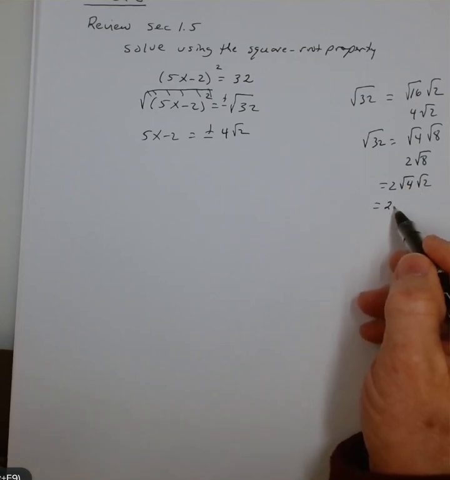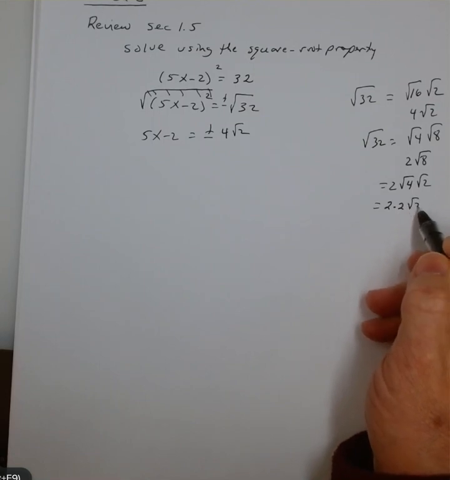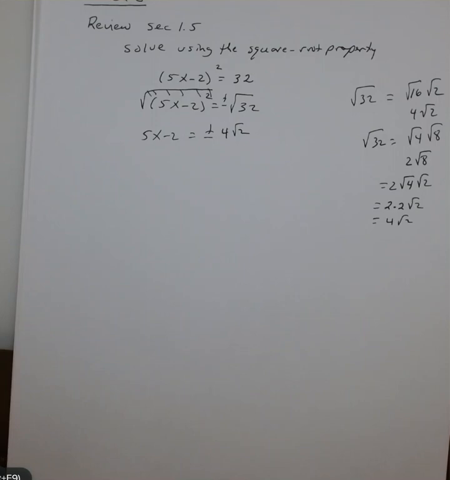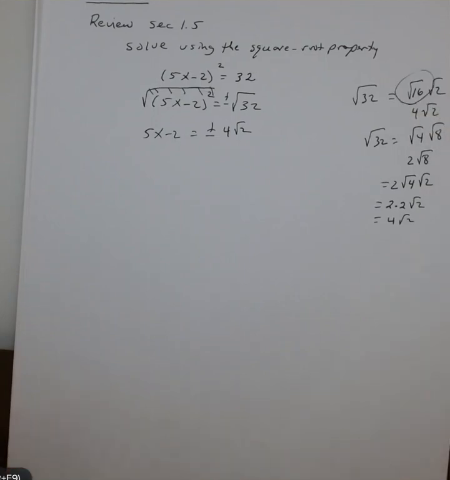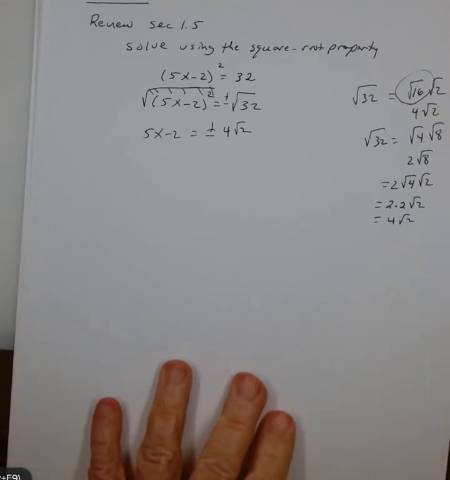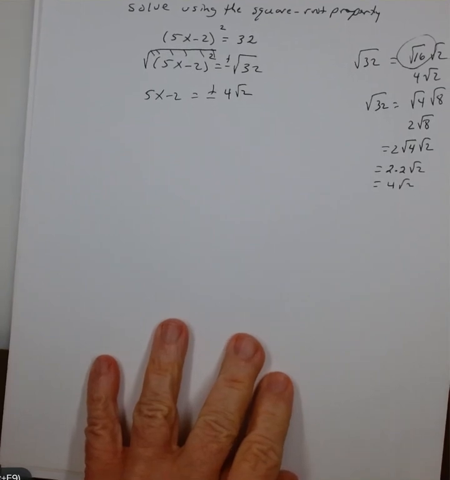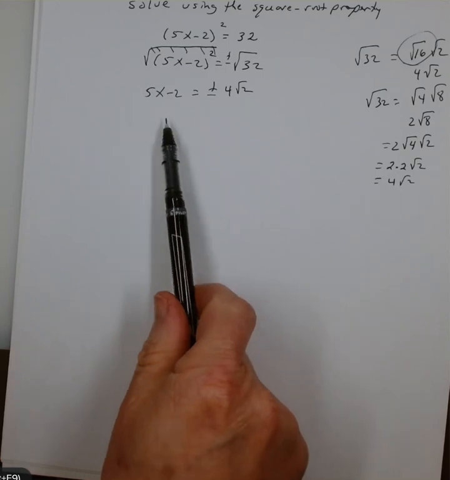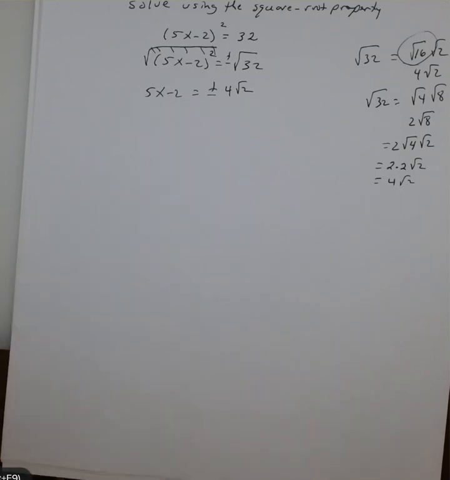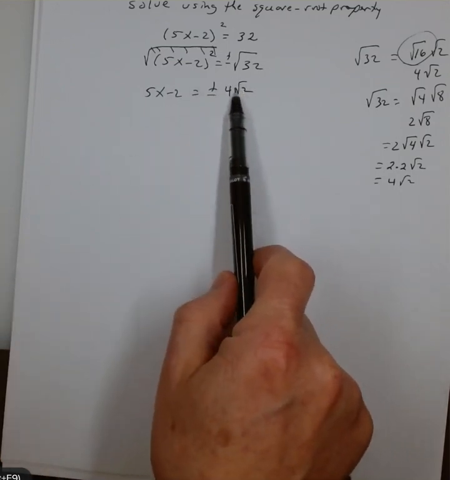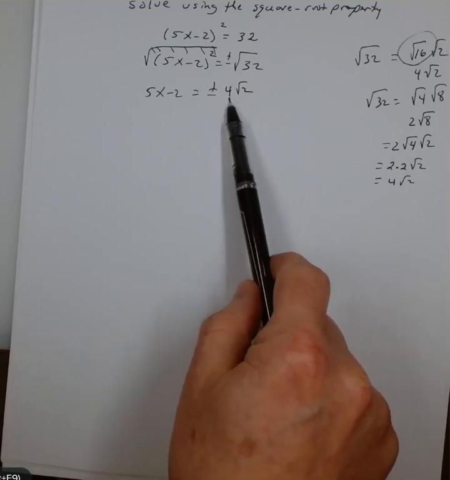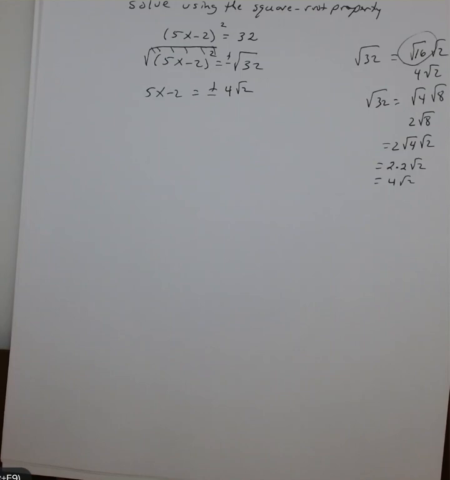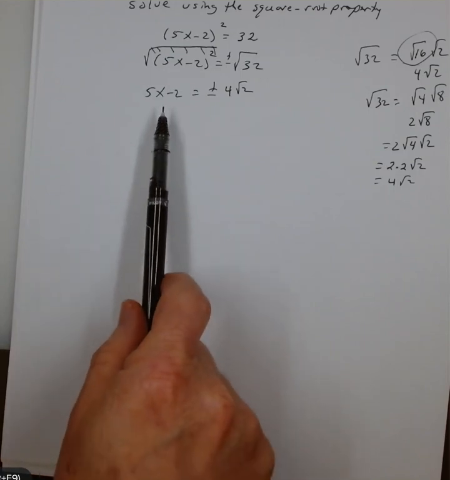So I get 2 times 2 times the square root of 2. And what's 2 times 2? 4. So you get 4 square root of 2. So it's always best to use the largest perfect square. All right, and so all you do then is just solve for x. Since this is an irrational number, not rational, irrational, you can leave it as plus or minus 4 square root of 2. But you got to get x by itself. So what's the next step?